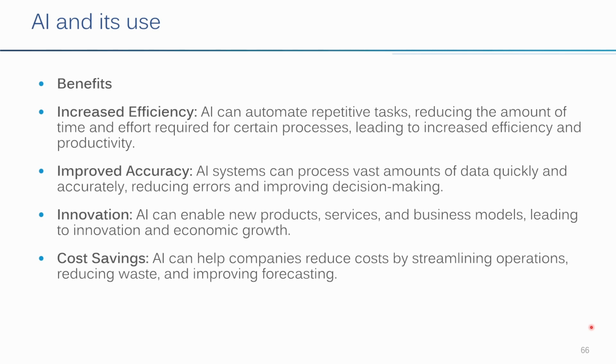Also, it'll help us with improved accuracy. And although this is debatable, depending on the field that you are in, AI systems can process a huge amount of data, and that allows us to scale our models and make them more robust, resulting in improved decision making. Innovation, it's quite interesting because AI can enable new products, services, and business models, leading to innovation and economic growth. Most likely, there are some implicit patterns in this vast amount of data that we analyze every day that are quite hard for us to understand.